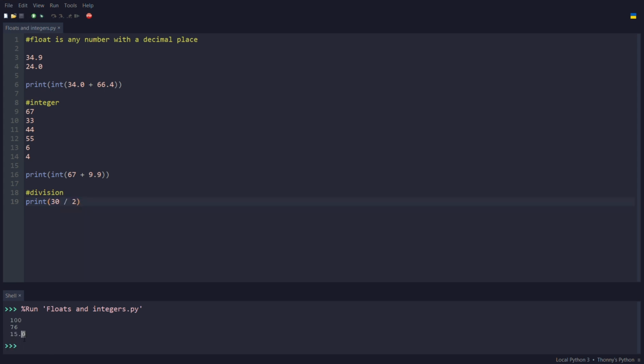And if you're wondering why it's come out in 0.0 float format, it's because whenever you divide in Python, it always comes out in float format. So you see here, if I printed 2 divided by 2, nice and easy, then we will get 1.0. So whenever you divide by something in Python, it always comes out in float format.